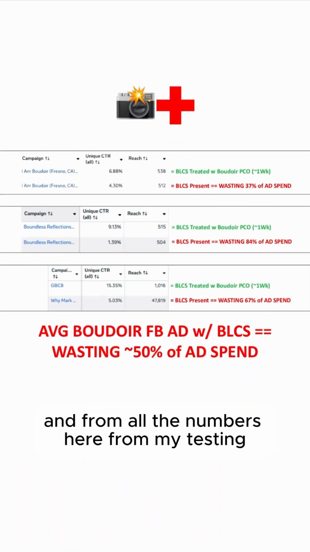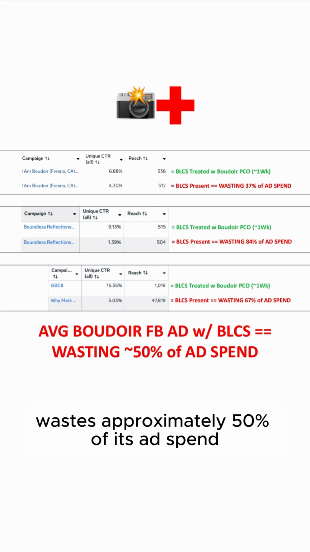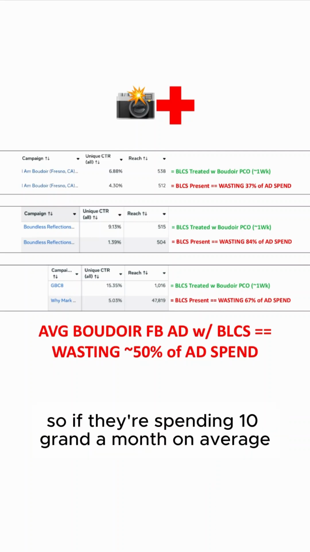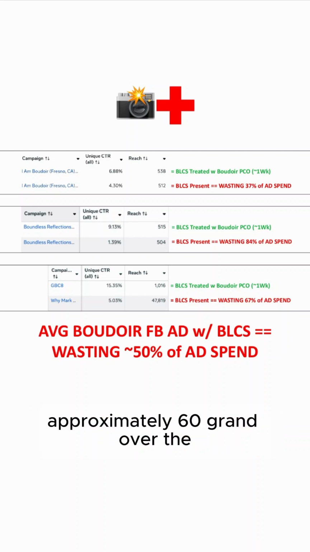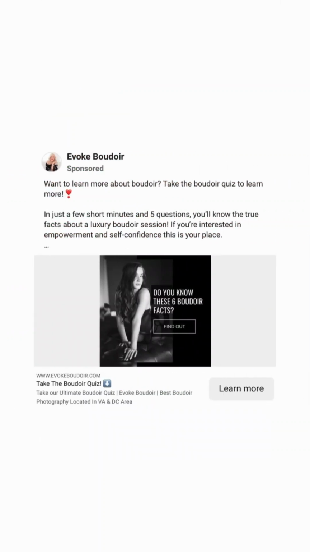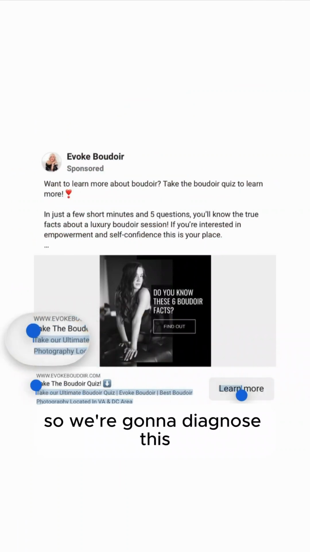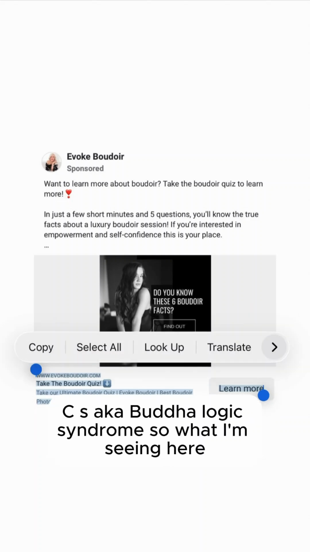And from all the numbers here from my testing, the average Boudoir Facebook ad with BLCS wastes approximately 50% of its ad spend, literally half going down the drain. So if they're spending 10 grand a month, on average, that's 5K every month, or approximately 60 grand over the next 12 months being wasted. So we're gonna diagnose this, see if we believe it has BLCS, aka Boudoir low click syndrome.